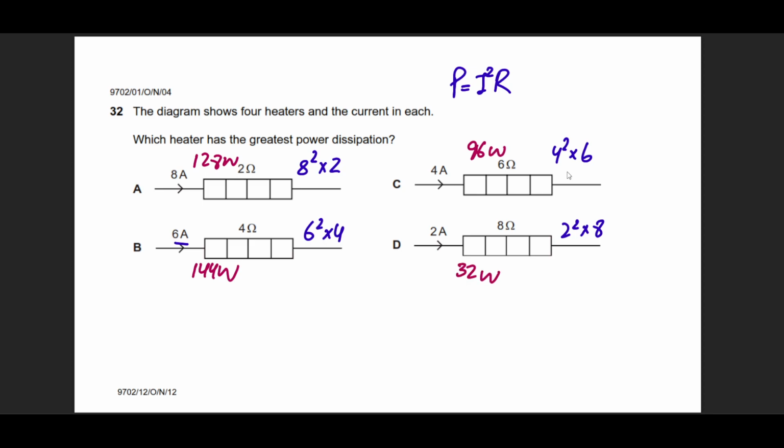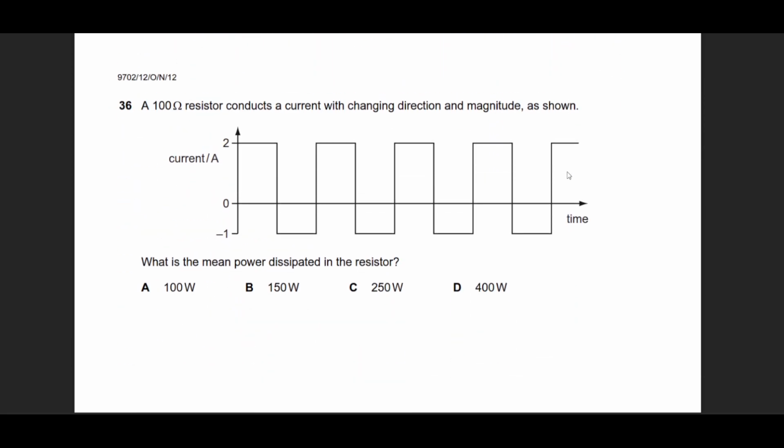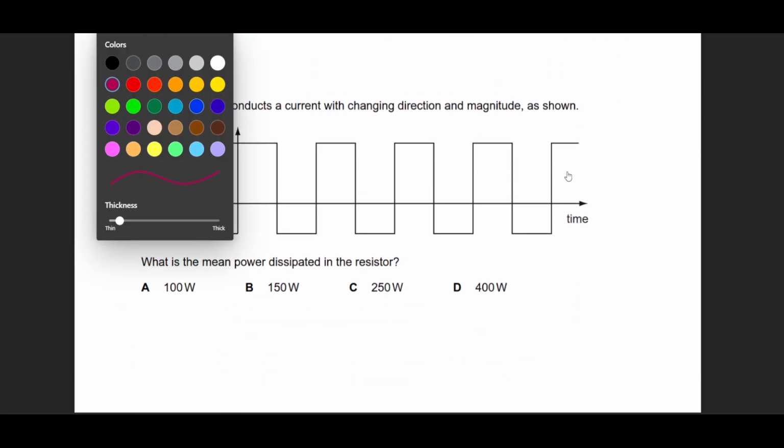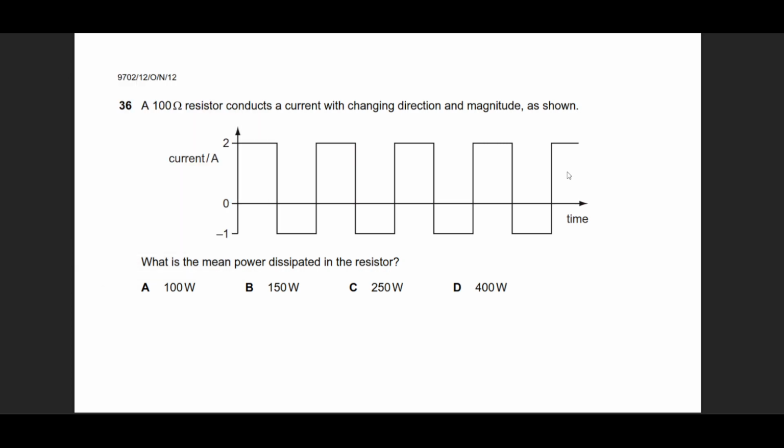You can try this on your own. He talked about largest power dissipation, so that is option B, which is 144 watts. Again, you could have used V equals to IR and two-stepped this question, but we don't need to do that. We need to save time. Okay, moving on to this question. Again, looks like an out of syllabus question, but don't need to worry about this.